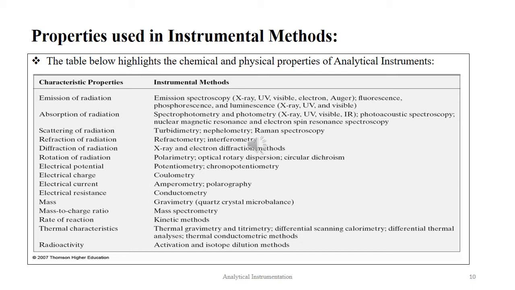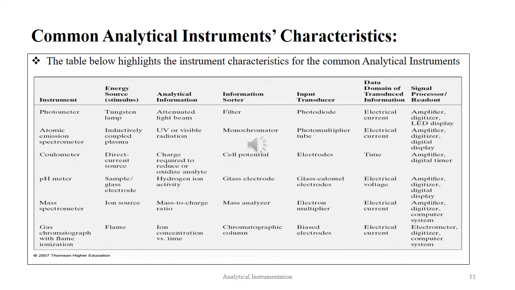Rate of reaction, we use kinetic methods. For thermal characteristics, we use thermal gravimetry and titrimetry, differential scanning calorimetry, differential thermal analysis, and thermal conductimetry methods. And for radioactivity, we use activation and isotope dilution methods.